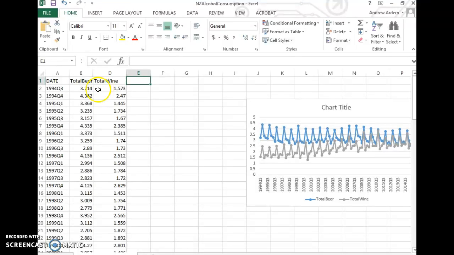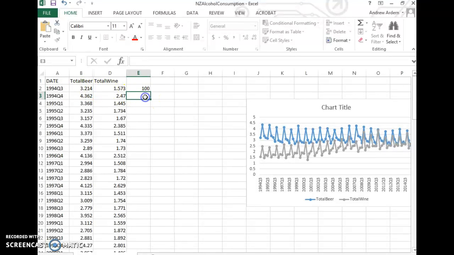What I'm going to look at is a percentage error relative to the very first data value. So you can see this is total beer and total wine. I've got rid of total spirits for this example. If I'm comparing two time series, I only need two columns of data. So it's going to be relative for beer, relative to 3.214 million litres of beer. So that's my first cell, and it's going to be 100%.